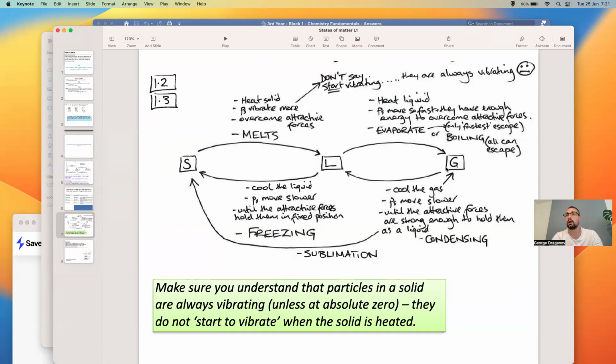So they vibrate more to overcome the attractive forces. If you go from liquid to a gas, the particles move so fast, they have enough energy to break the attractive forces completely and escape. And for the reverse process, if you cool a gas, the particles move slower until the attractive force, when they get close together, is strong enough to hold them. And when you go from a liquid to a solid, the particles move even slower until the attractive force holds them in fixed positions so they can just simply vibrate. And that covers these spec points.